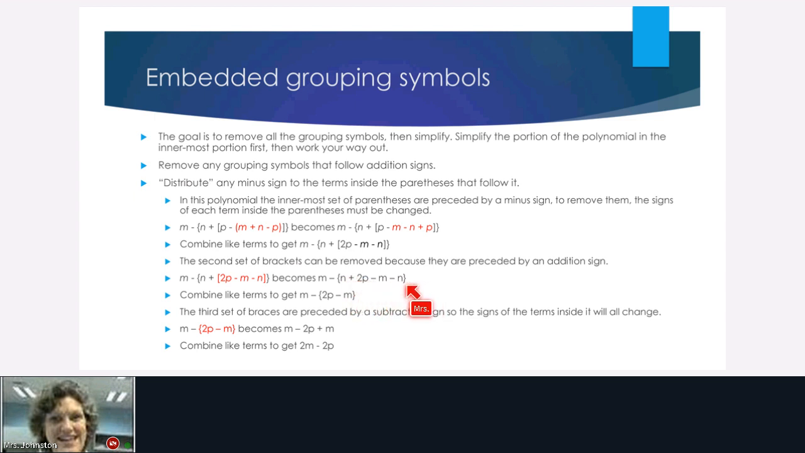Notice there are two n terms in here that can be combined. Positive n minus n. That's going to result in 0, so no n's will appear in the simplified form. Now I simply have m minus brace 2p minus m, and I'm going to change the signs of the terms inside the braces, because they follow a subtraction sign. So here, instead of 2p, I have minus 2p, and instead of minus m, I have plus m. The braces disappear and allow me to combine the two like terms, which are m and another m, resulting in 2m minus 2p.